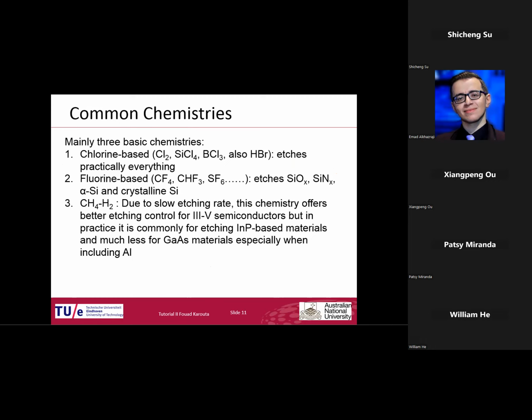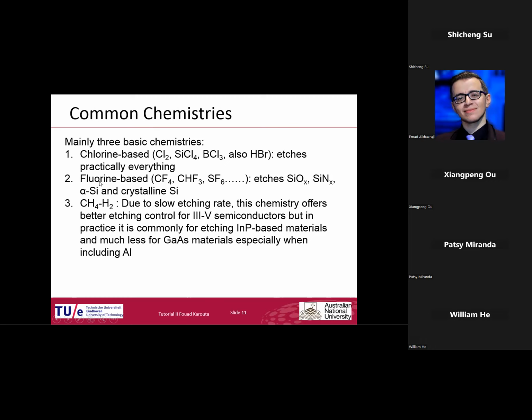Now, in general, in reactive ion etching, we have three basic chemistries we can talk about. Well, there is also one more, I'll talk about it after. But for etching silicon or III-V semiconductors, chlorine-based chemistry, so that can be chlorine, silicon tetrachloride, BCl3, even HBr, I included in the chlorine-based. So these are all halogen-based gases.